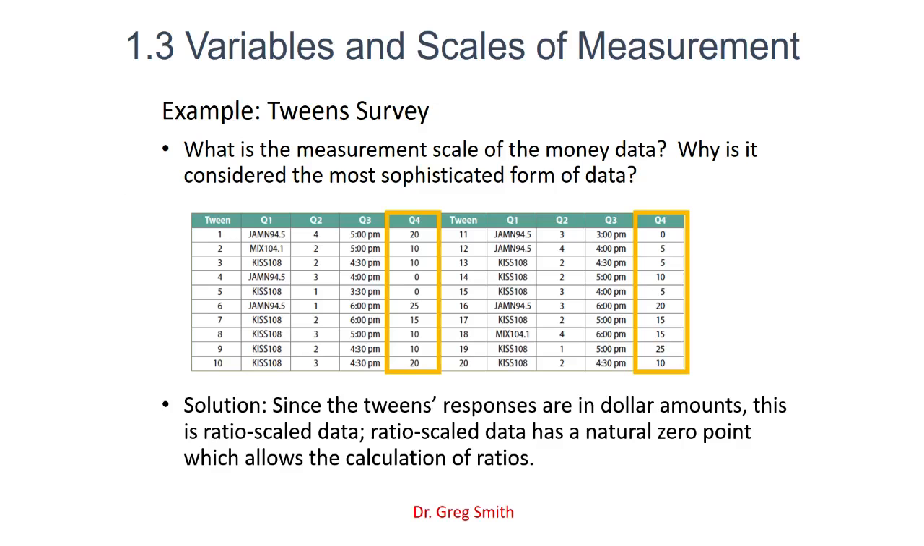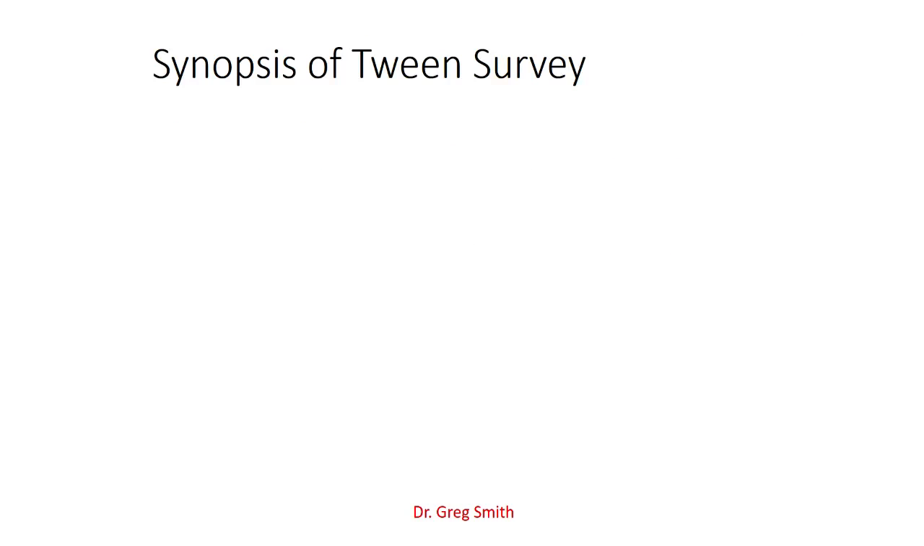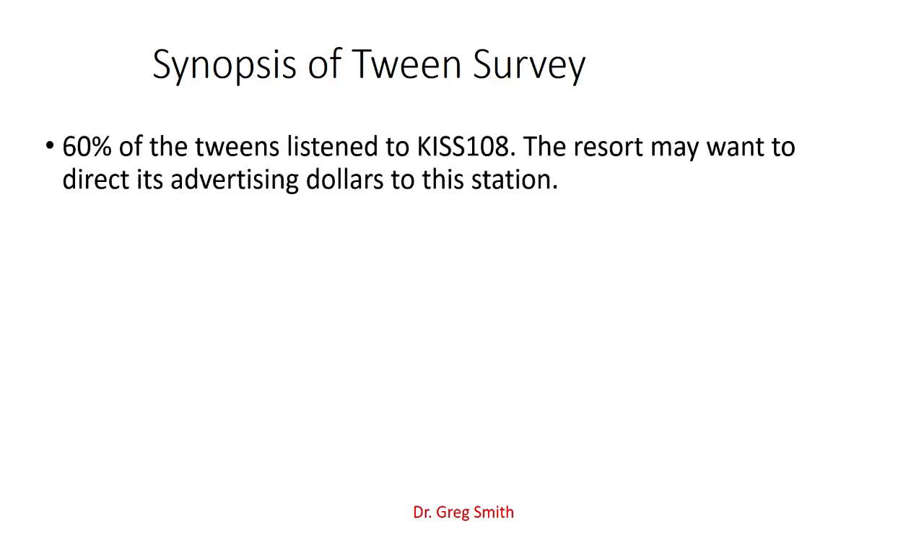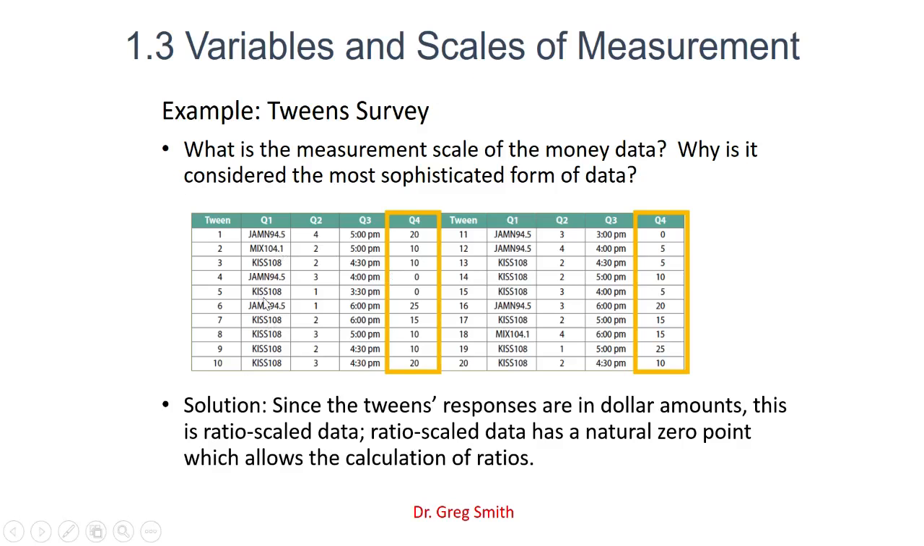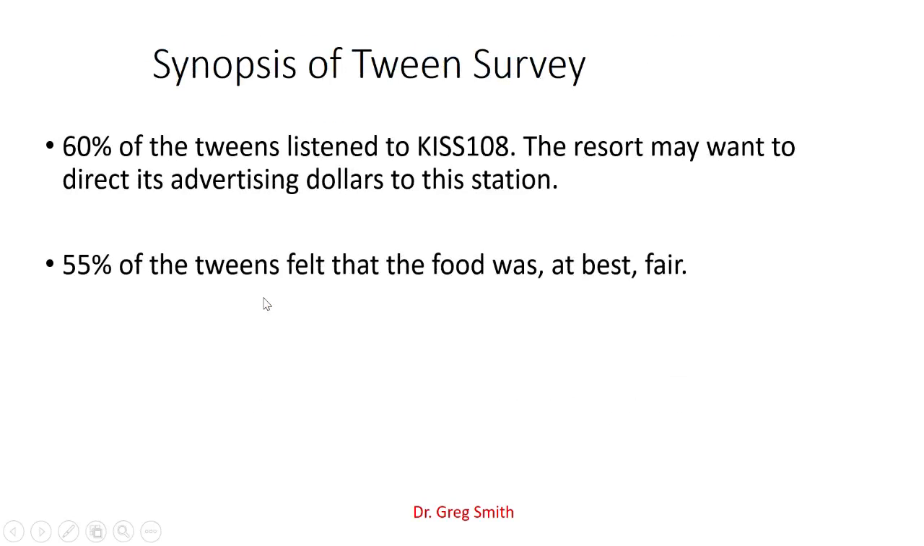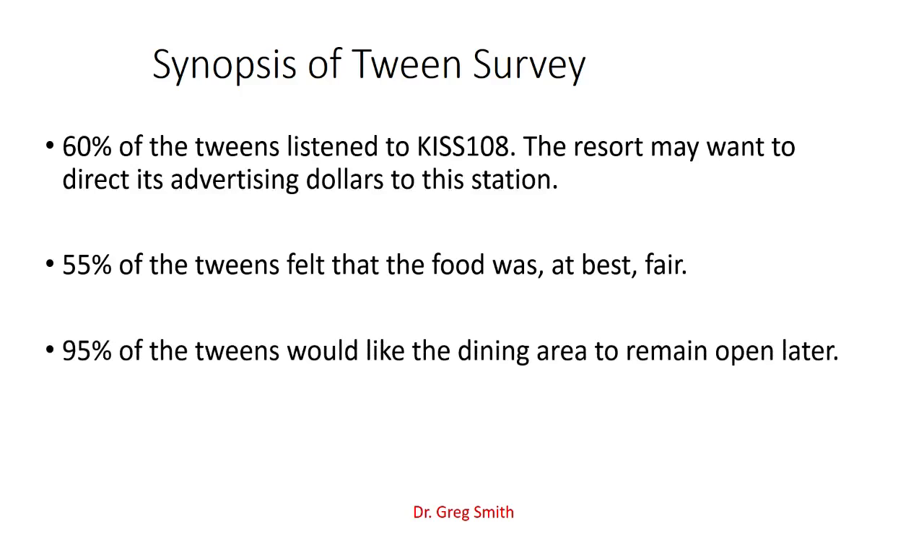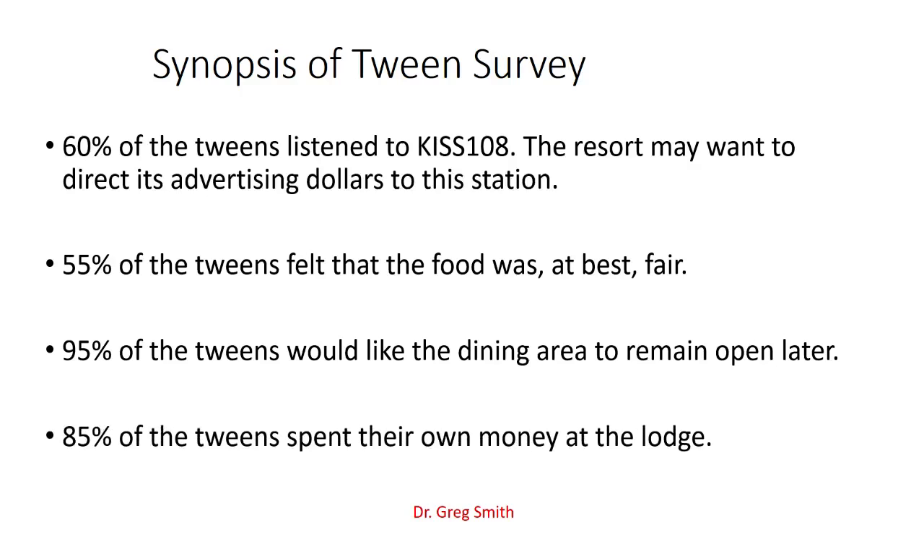So if you look back on everything, what can you draw from this? Not a lot. This kind of introduction to statistics, when we look at how we project data, doesn't tell us much, but there are things you can learn. 60% of the students listen to K108. Since we know that's nominal, we can look at these here. That means that quite a few are listening to that. We know that 55% felt the food was fair. So that means that whatever we're scaling this on, let's just say 55% thought it was probably 3 or 4. 95% would like the dining area to remain open later. That would be great for tweens. And you can learn a lot of other things.